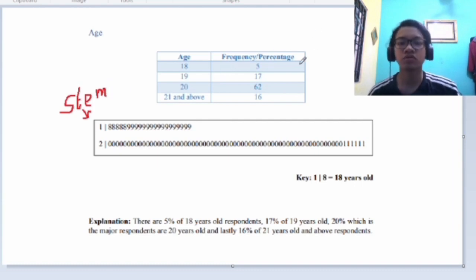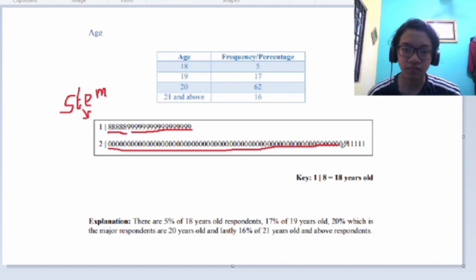In order to search for the leaf, we look at the frequency or percentage. Because we have 5 people at the age of 18, we write 5, 8. We have 17 people at the age of 19, we write 17, 9. And the same for the ages of 20 and 21 and above. So that's how we make the stem and leaf plot.